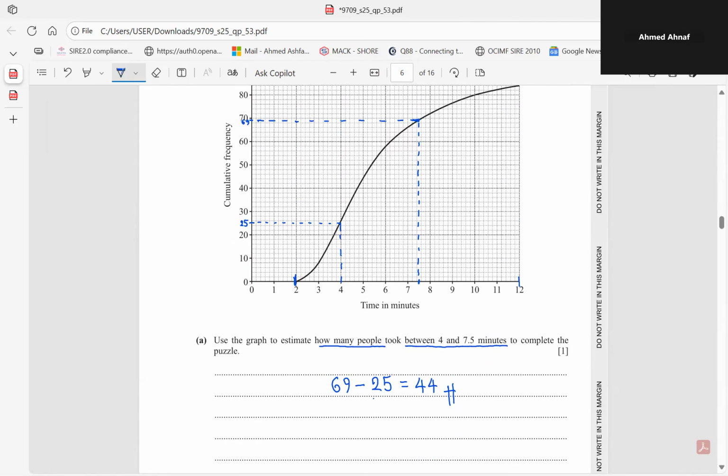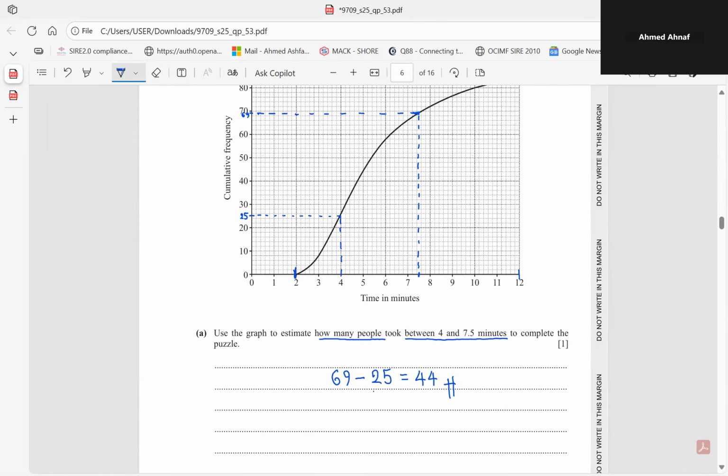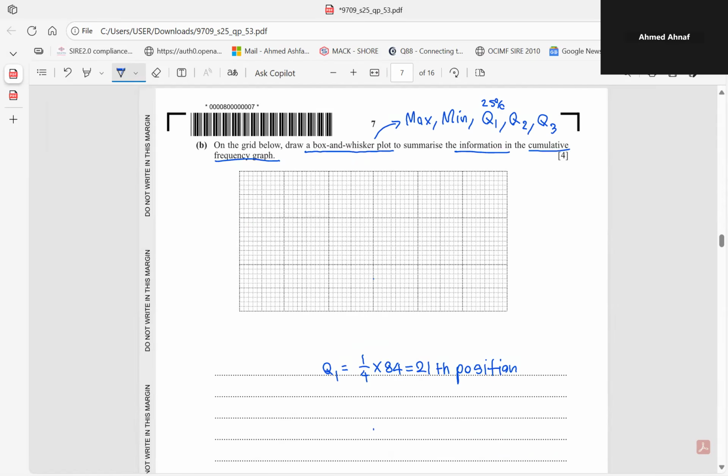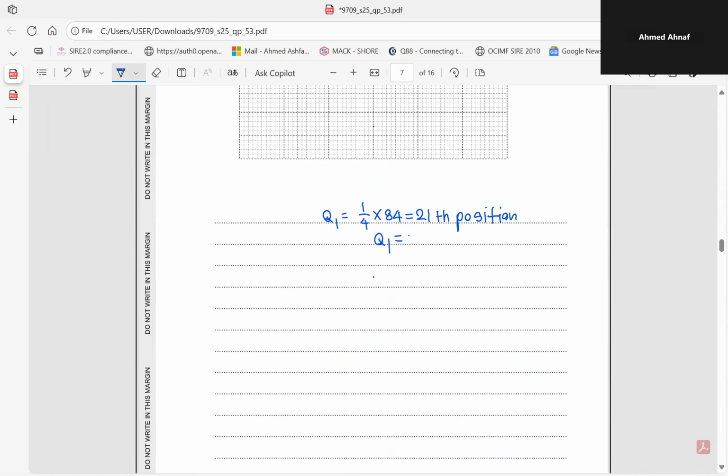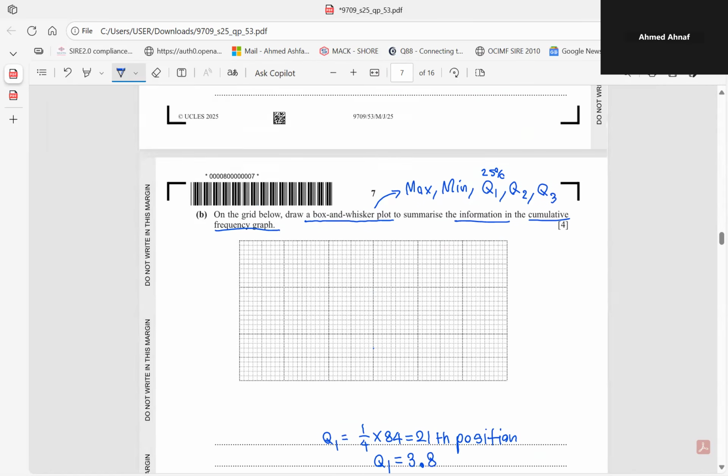Okay, so let's look at the 21st position in our cumulative frequency. The 21st position is in between 20 and 22, so this is somewhere here. So this is like 3, 3.2, 3.4, 3.6, 3.8. Okay, so Q1 is 3.8.